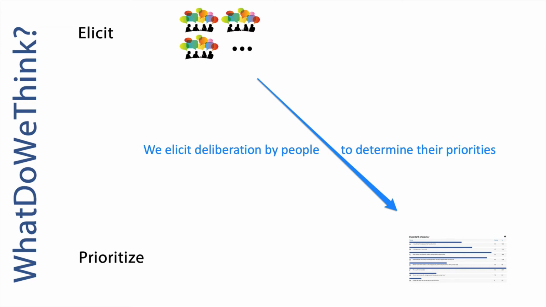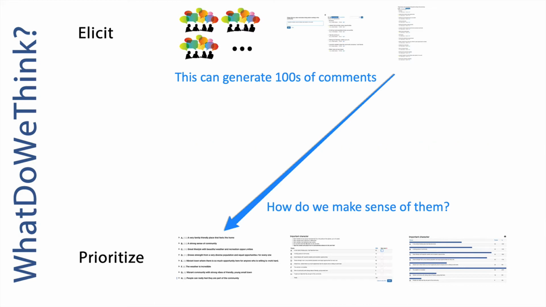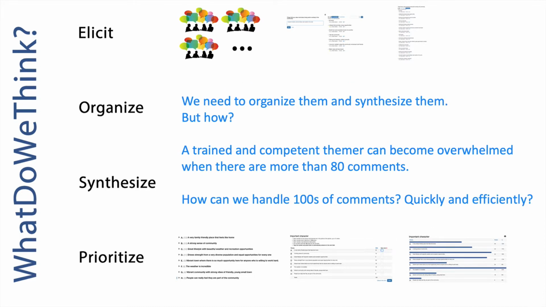We elicit deliberation by people to determine their priorities. This can generate hundreds of comments, and how do we make sense of them? We need to organize them and synthesize them, but how? A trained and competent themer can become overwhelmed when there are more than 80 comments. How can we handle hundreds of comments quickly and efficiently?